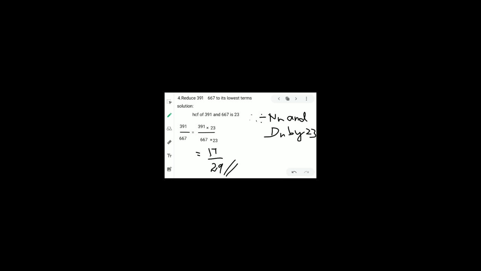Moving on to the fourth question. Reduce 591 divided by 667 to its lowest terms. Okay, so I am getting the HCF. When you take the HCF, actually, HCF is in the LCM method. When you take it like this, you will get 23 as the answer. Now I am dividing numerator and denominator by 23. Dividing numerator and denominator by 23, I am getting the answer as 17 by 29.